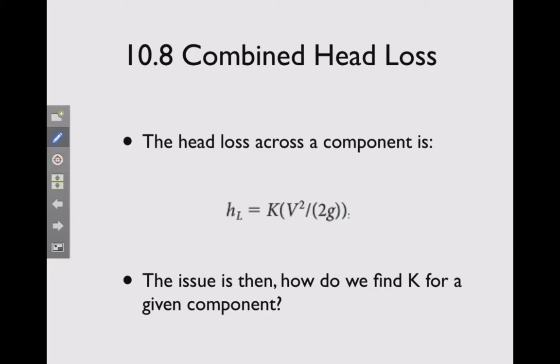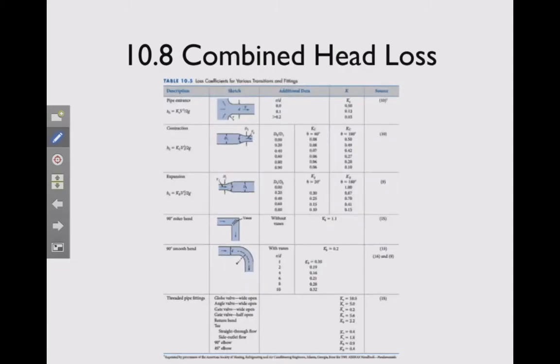So the question then is, how do we find K for a given component? The bottom line is, you use this table. We can see that there are various things. It's a little hard to see, but in the book you can see that we've got a pipe entrance, contraction, an expansion, a 90-degree right angle turn, a 90-degree smooth bend, and then threaded pipe fittings. These all have K values over here. They're also sometimes dependent on dimensions, like the diameters of various sections.